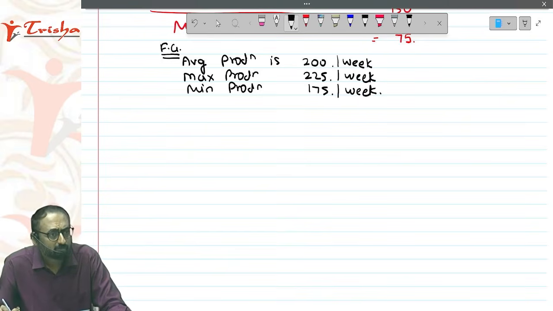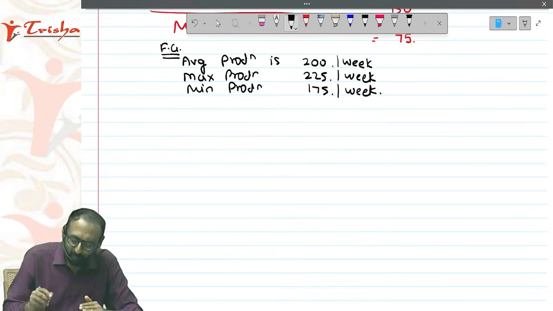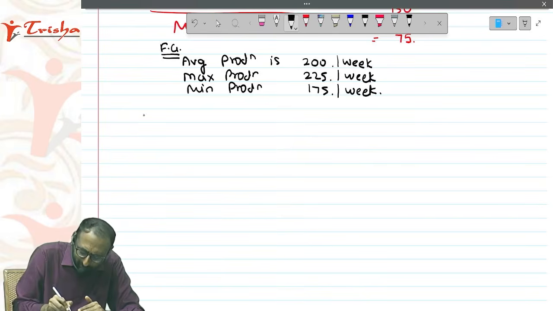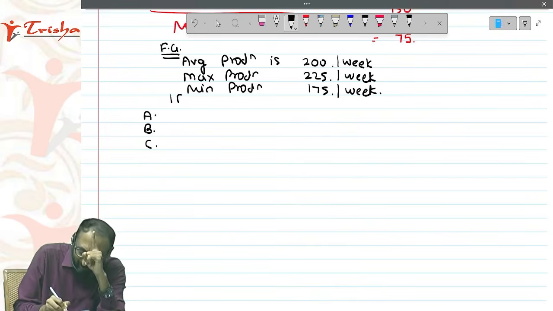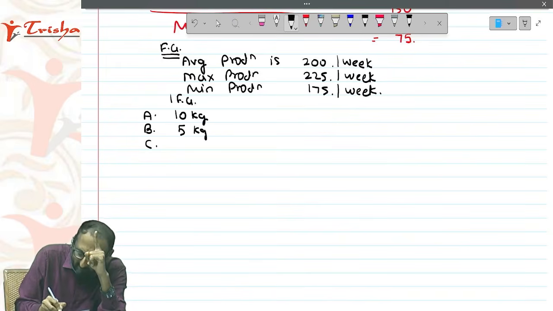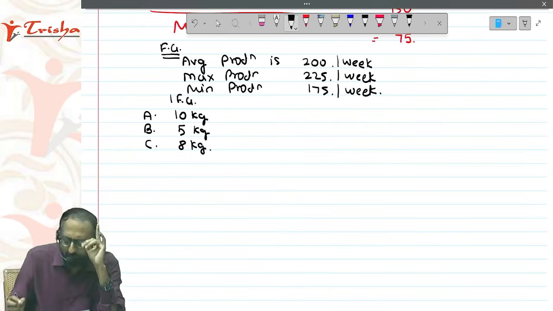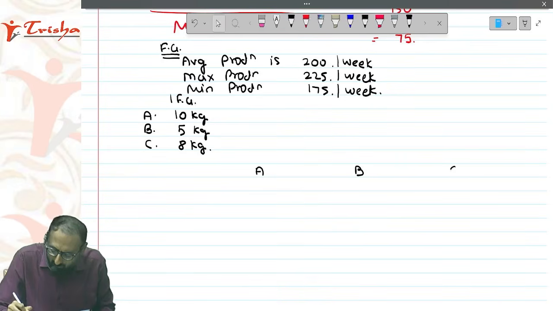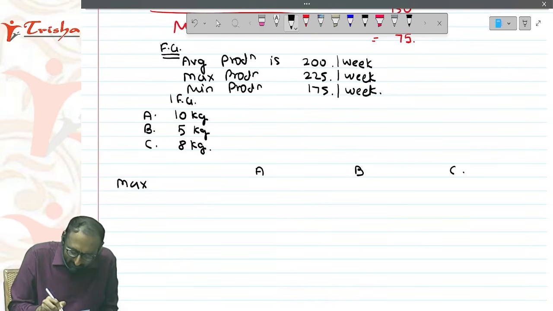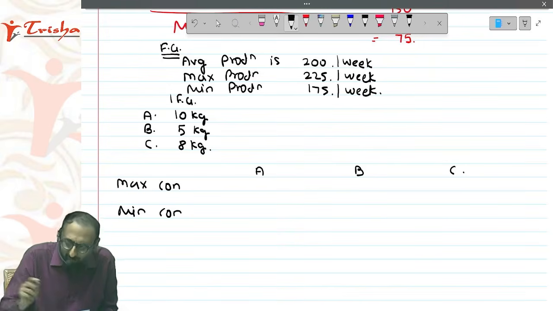Final product. And it is given in the question that to produce 1 unit of final product, you require 3 materials: material A, material B, material C. To produce 1 unit of final product, A requires 10 kg, B requires 5 kg, and C requires 8 kg. Can you please tell me the maximum consumption of A, minimum consumption of A, and average consumption of A, B, C.